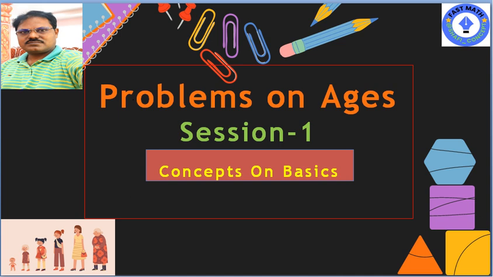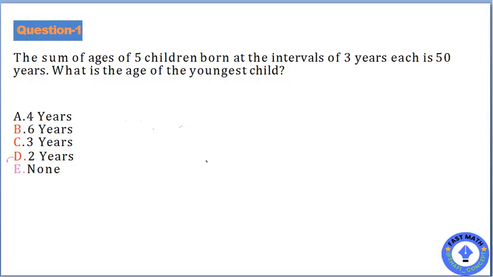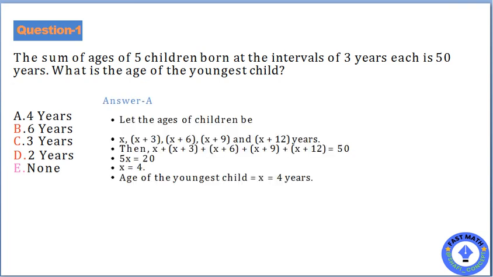Let us move to the first question of this session. The sum of ages of 5 children born at the interval of 3 years is 50 years. What is the age of the youngest child? In this problem, it is clearly defined that the sum of the ages of 5 children, born at an interval of 3 years.